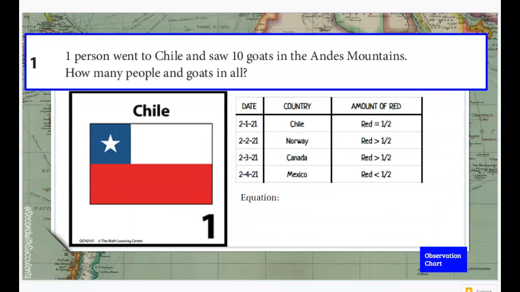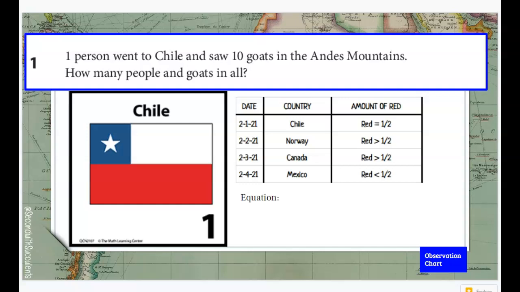Listen as I read the story problem for the first time. One person went to Chile and saw 10 goats in the Andes Mountains. How many people and goats in all? Think about what the problem is asking you. Now, I'm going to read this problem one more time.